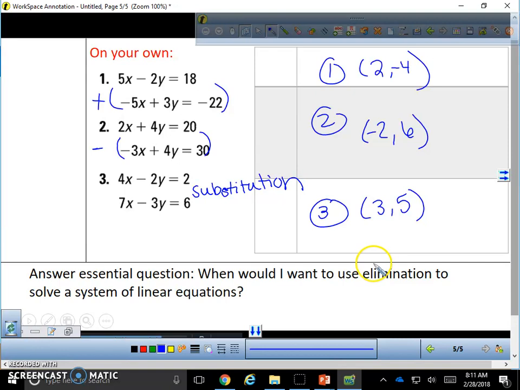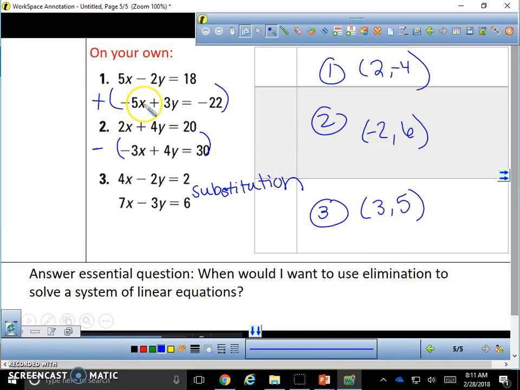All right, here's what we should have. You should have added, subtracted, and used substitution. All right, go ahead and answer this essential question.